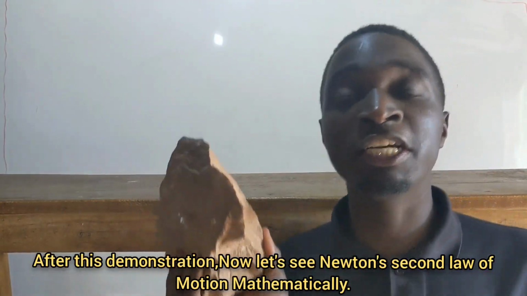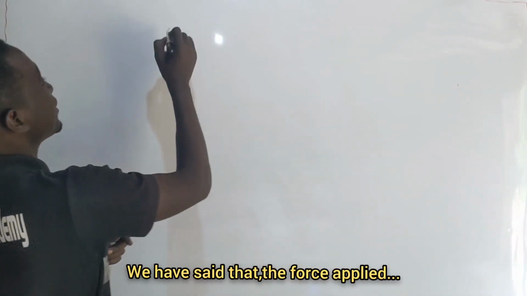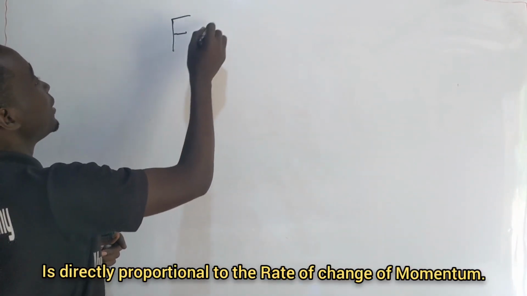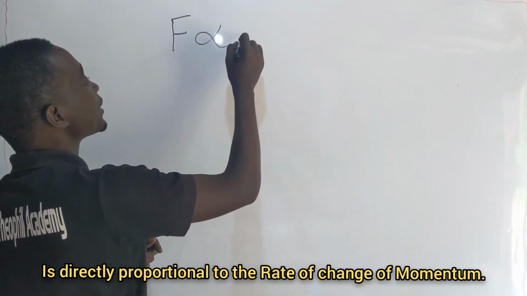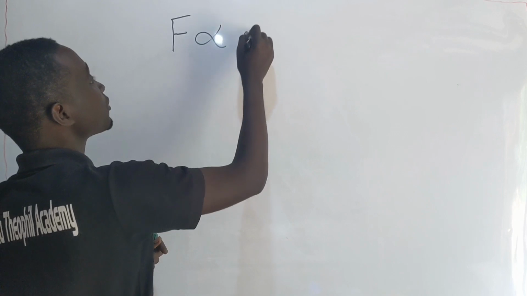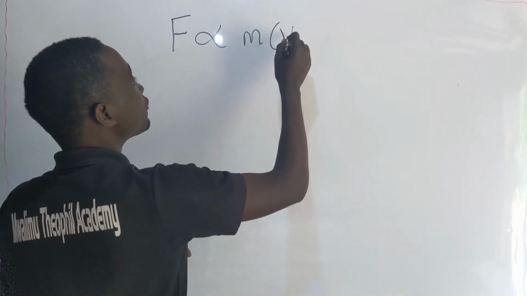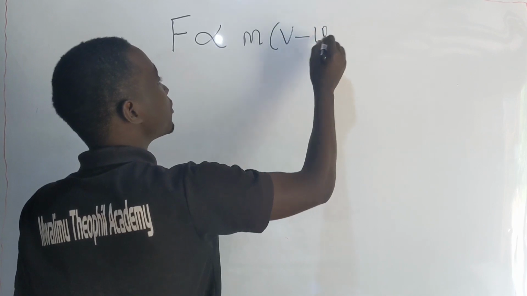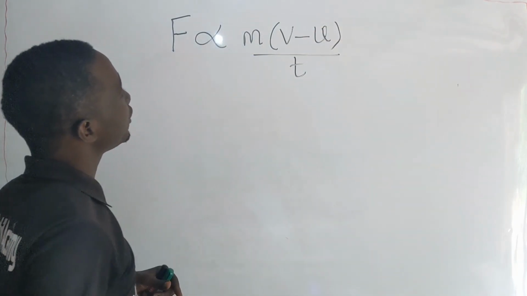After this demonstration, now let's see Newton's second law of motion mathematically. We have said that the force applied is directly proportional to the rate of change of momentum, meaning momentum is mass times the velocity. So it is mass times the change in velocity. Final velocity minus the initial velocity of a body over time is the rate of change in momentum.